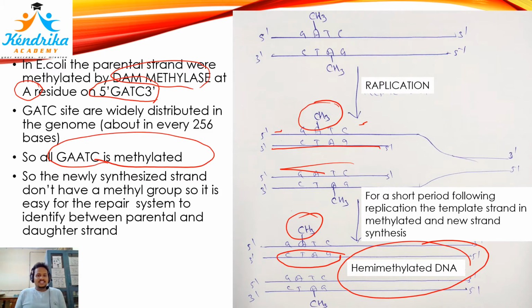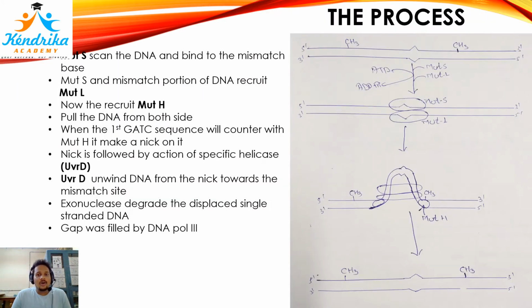Now the repair system can easily find out that the methylated strand is the parental strand, and the one which is not methylated is the daughter strand. Then let's see how it works. There are some proteins like MutS, then MutL and MutH. These are the main proteins in this process, the mismatch repair proteins.